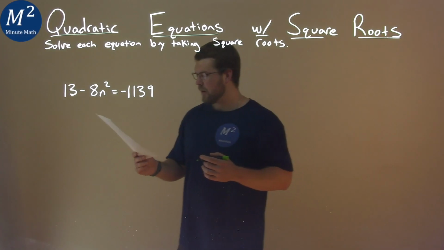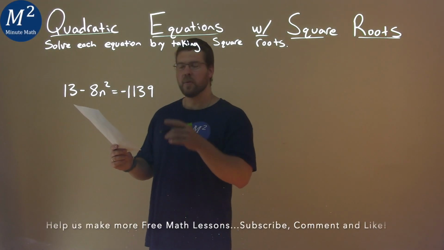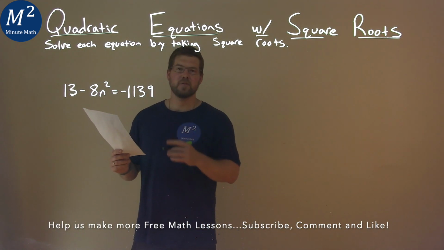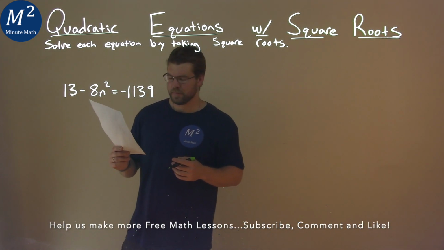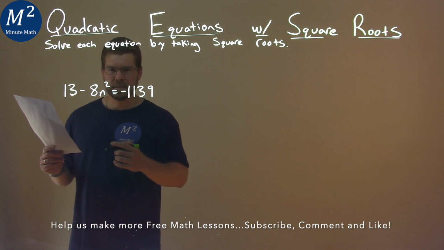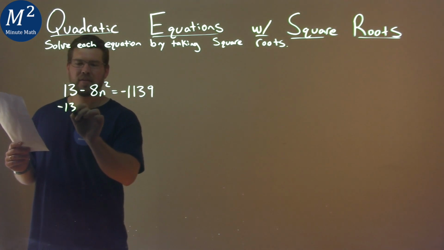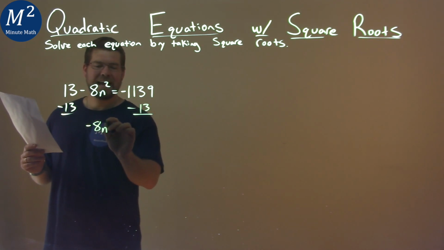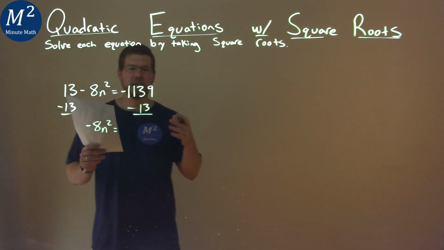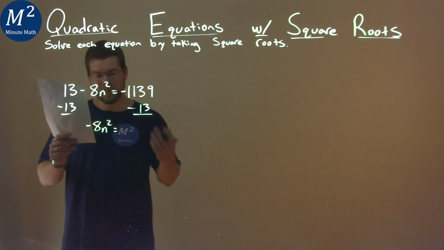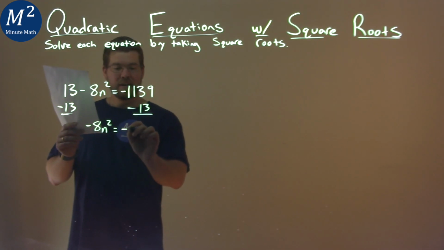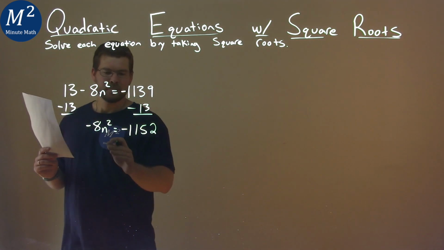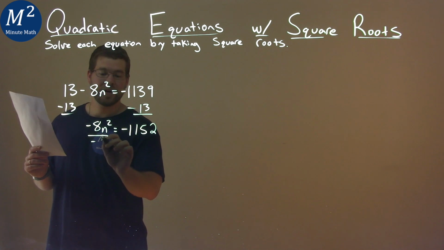We're given this problem right here. 13 minus 8n squared equals a negative 1,139. And we need to solve this. And we're going to use some square roots. The goal is to get n by itself. So to do that, I have to subtract a 13 from both sides. We're left with a negative 8n squared on the left, and negative 1,139 minus 13 is a negative 1,152. All right, now we have to divide both sides by negative 8.